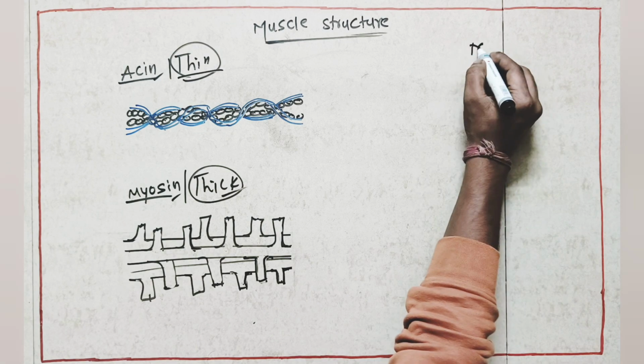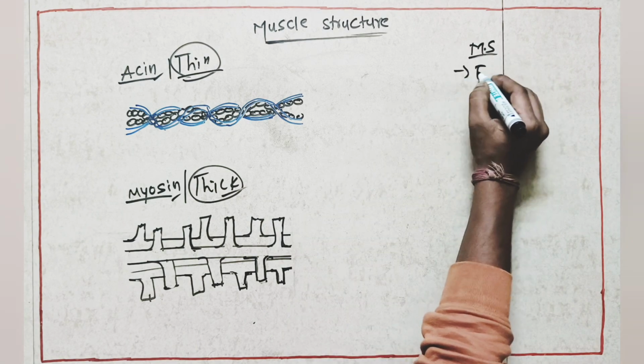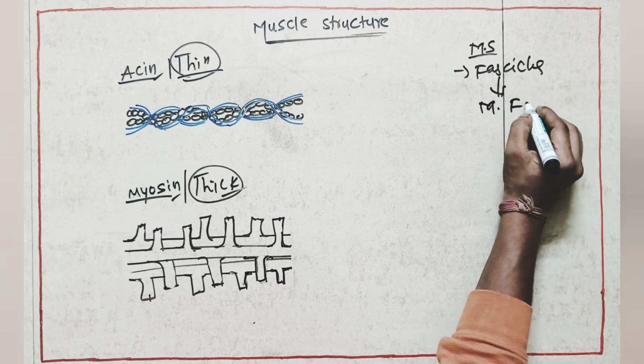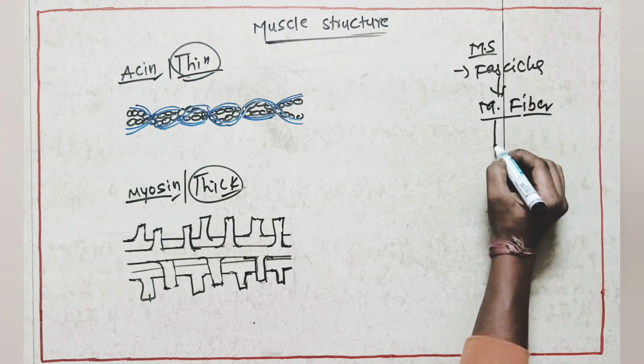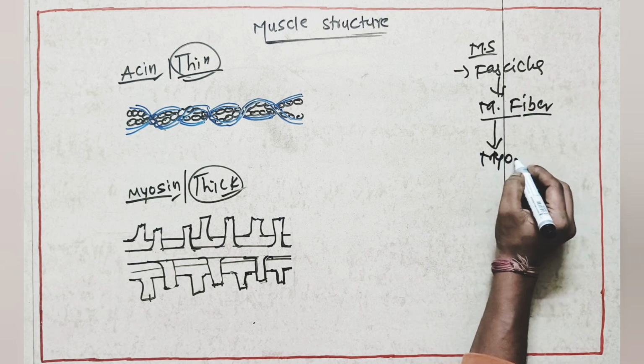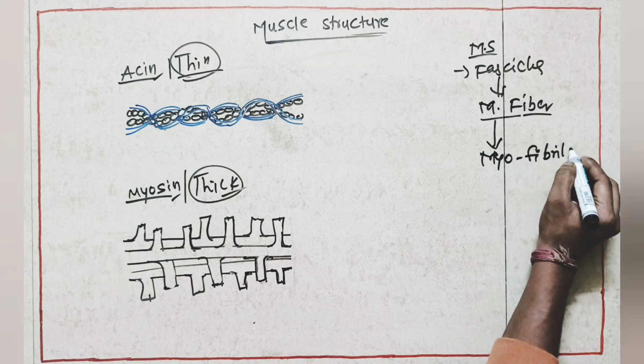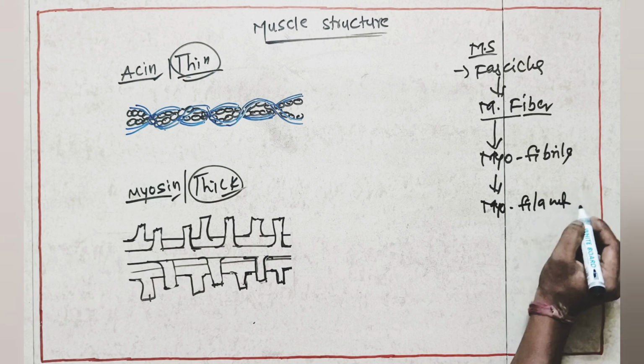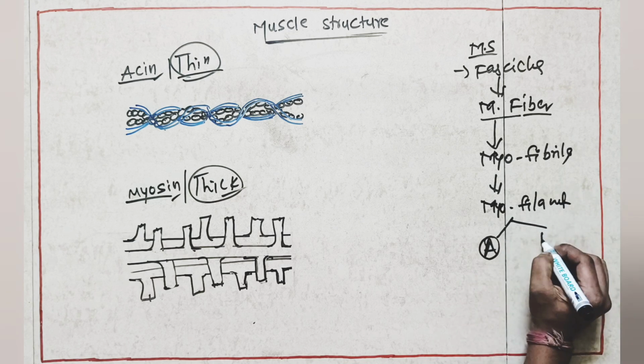Suppose we look at the muscle structure. First, we have fascicles. Inside the fascicles, we have muscle fibers. Inside the muscle fiber, we have myofibrils, and inside these myofibrils we have myofilaments. In these myofilaments, we have actin and myosin.